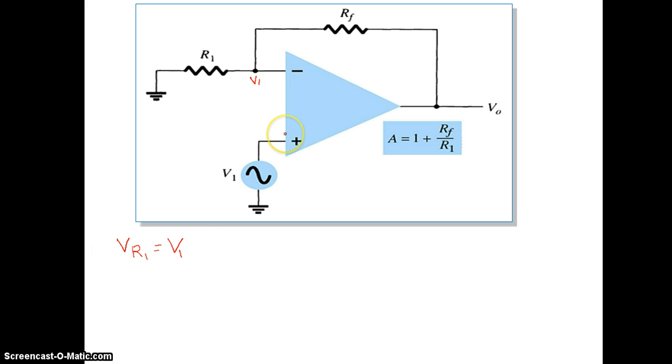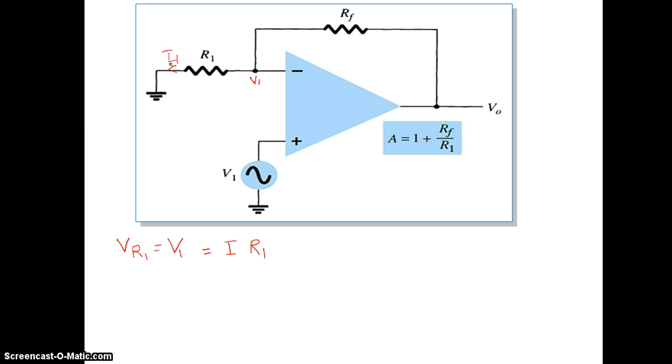Now, what is VR1? It is the voltage across this resistor, that means the current in this branch multiplied by the resistance R1. So we can write that as I1 multiplied by R1, where I1 is the current in this branch.